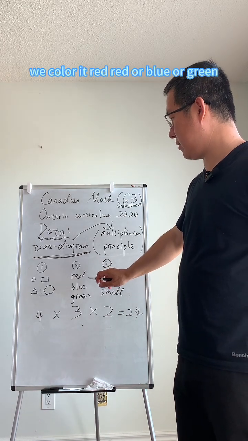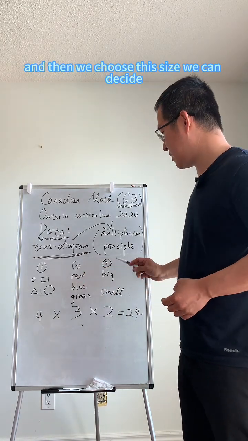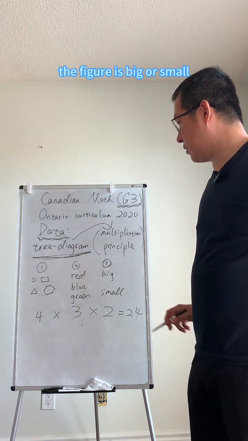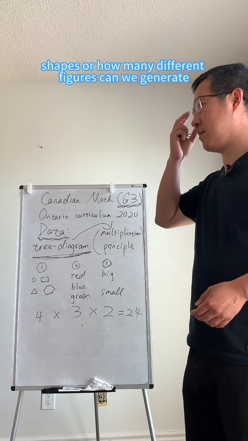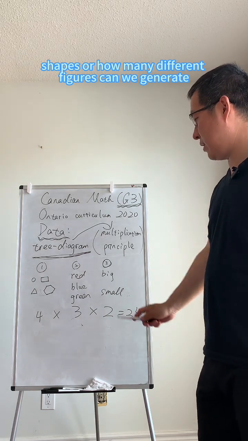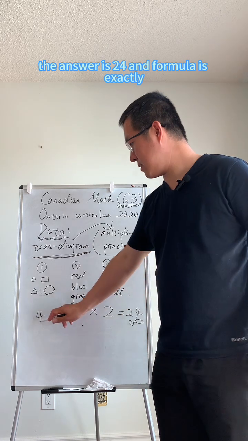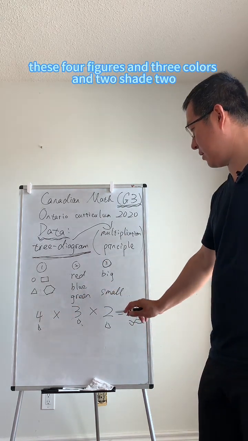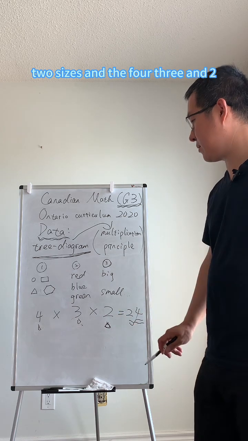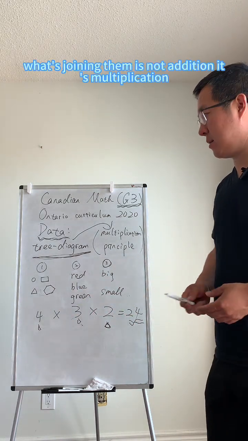We color it red or blue or green, and then we choose its size. We can decide the figure is big or small. So after all these choices, how many different shapes or figures can we generate or draw? The answer is 24, and the formula is exactly these four figures, three colors, and two sizes: 4, 3, and 2. What's joining them is not addition, it's multiplication.